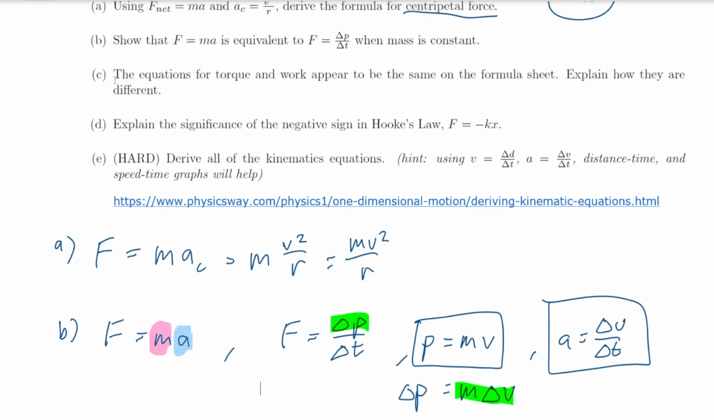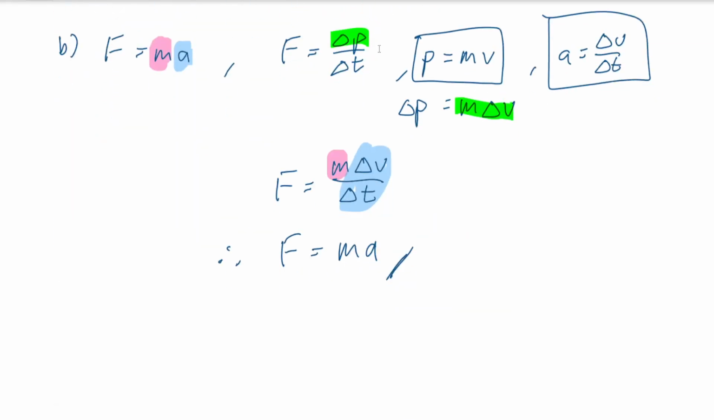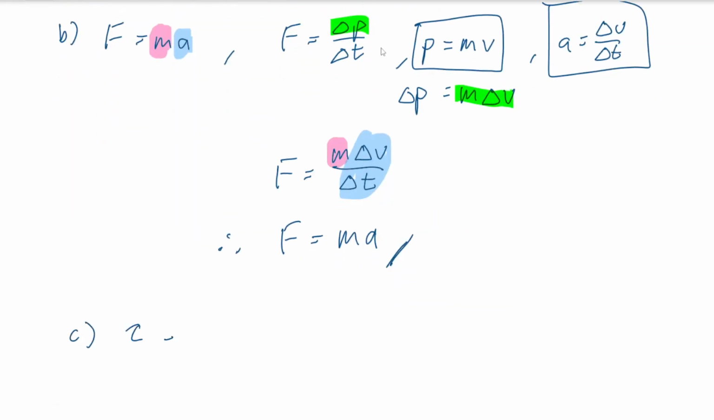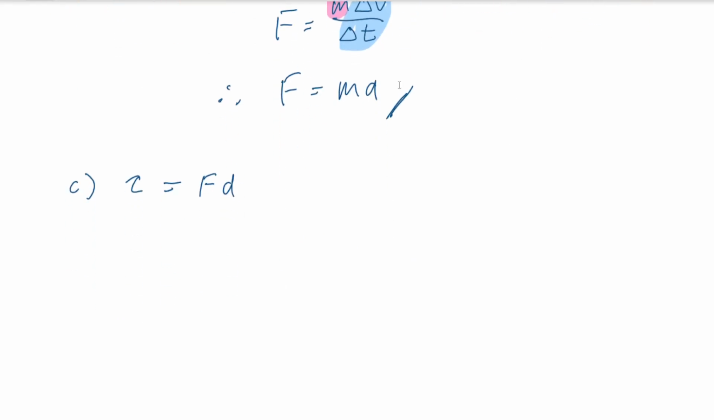All right, and C. The equations for torque and work appear to be the same. So on your formula sheet, there are both force times distance. How are they different? So at first glance, they look the same, but we know that torque has to do with applying a force some distance from a pivot point, right? Rotational force.